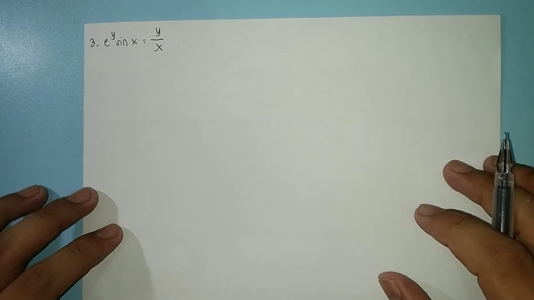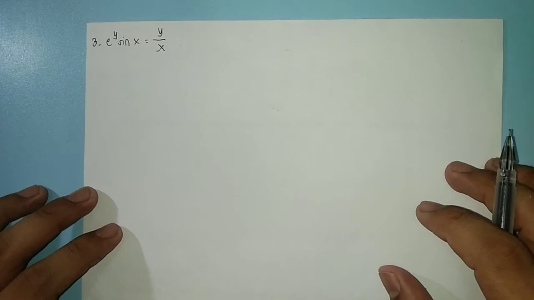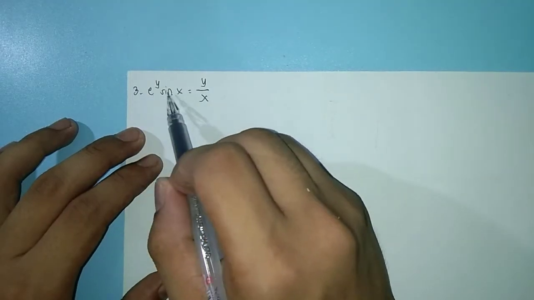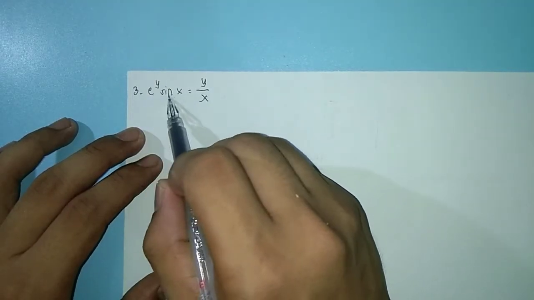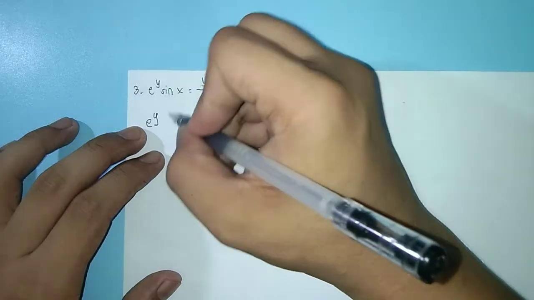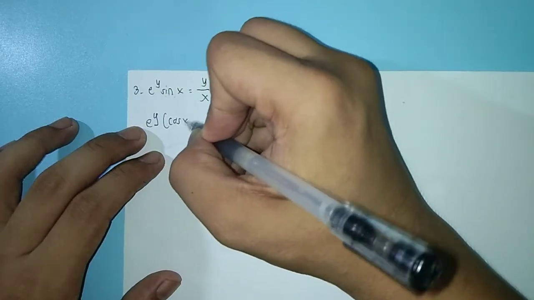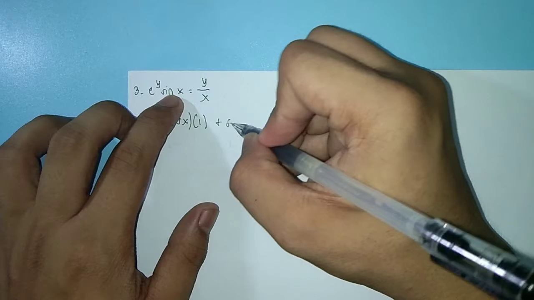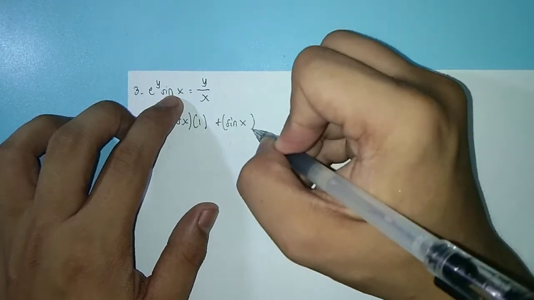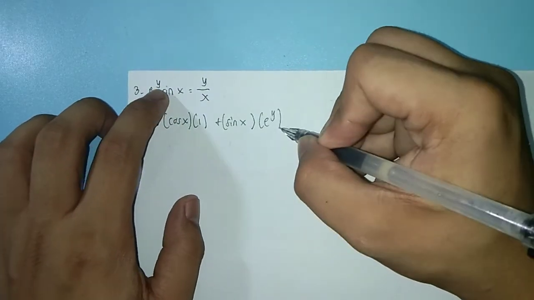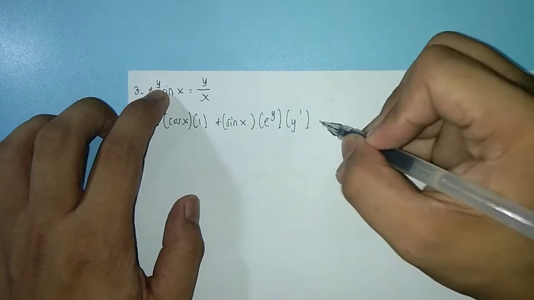For number 3, find the derivative of e raised to y sin x equals y over x. So dito, product to, u times v. So kopya muna e raised to y, derivative ng sin x, that is cosine x. Then derivative ng x, that is 1. Plus sin x, derivative ng e raised to y, that is e raised to y, derivative ng y, that is y prime.